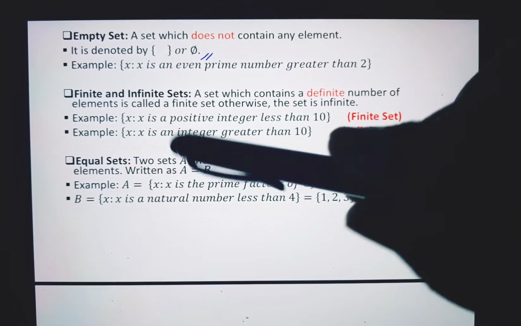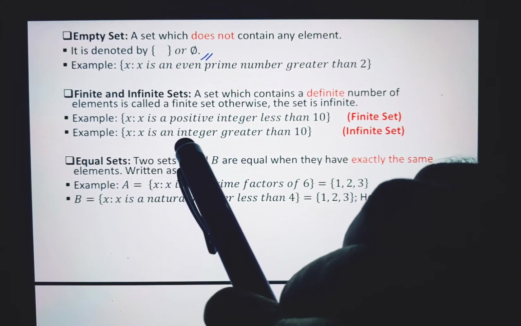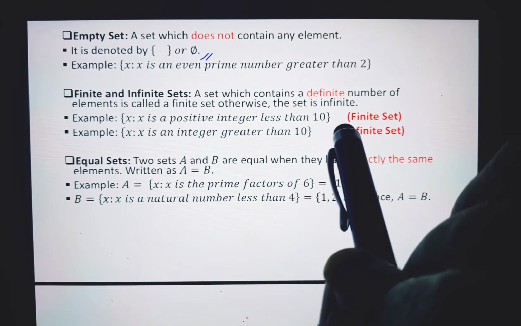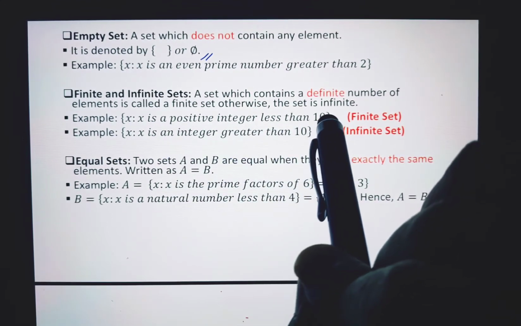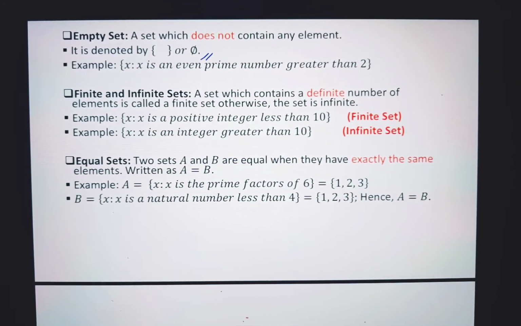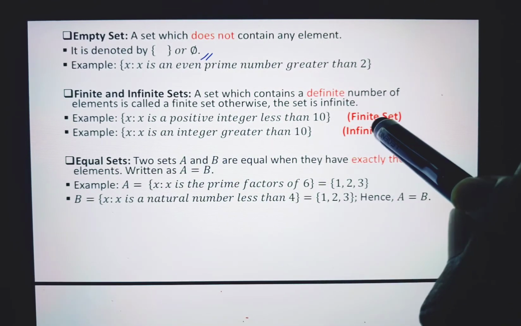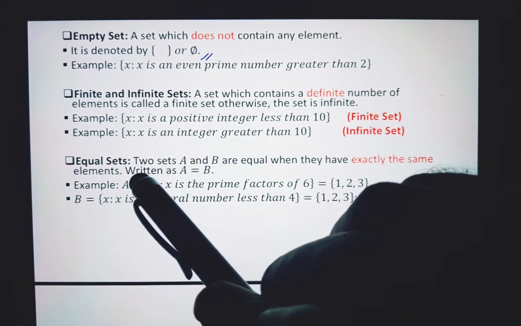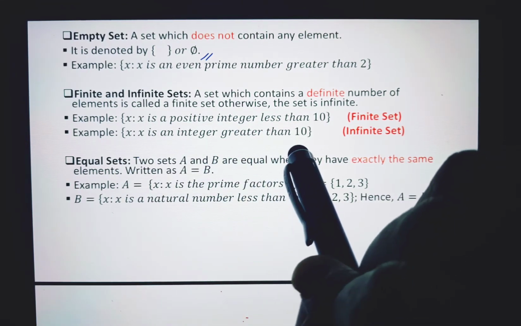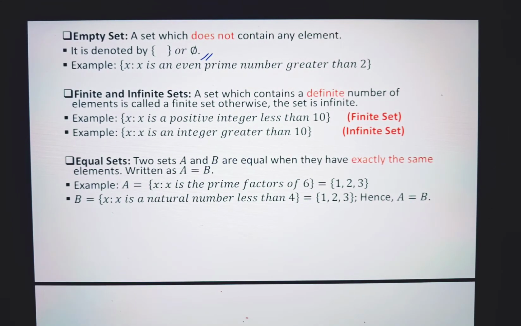Simple as that. For example, x is a positive integer less than 10. It will be 1, 2, 3, 4, 5, 6, 7, 8, 9. Clear? 0 is an integer, but is neither positive nor negative, so it will start from 1, and it is a finite set. Now, x is an integer greater than 10. It will be 11, 12, 13, 14, 15, 16, 17. It will go on like that, and that will be an infinite set.